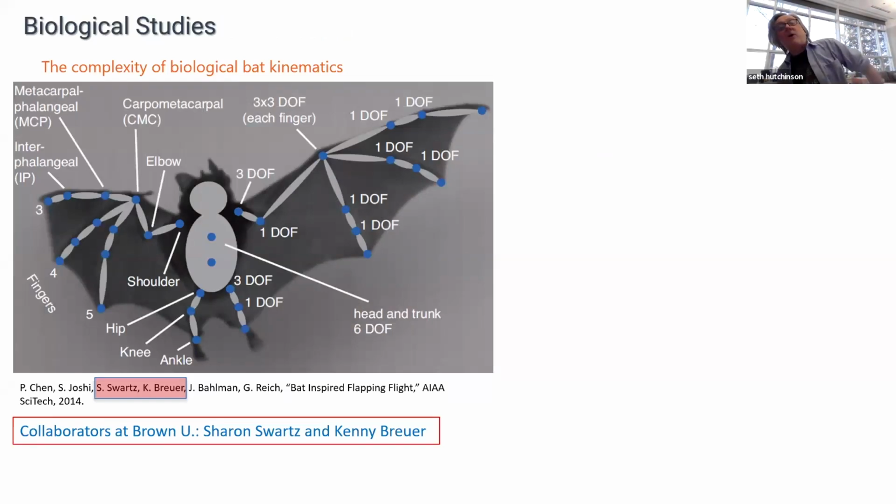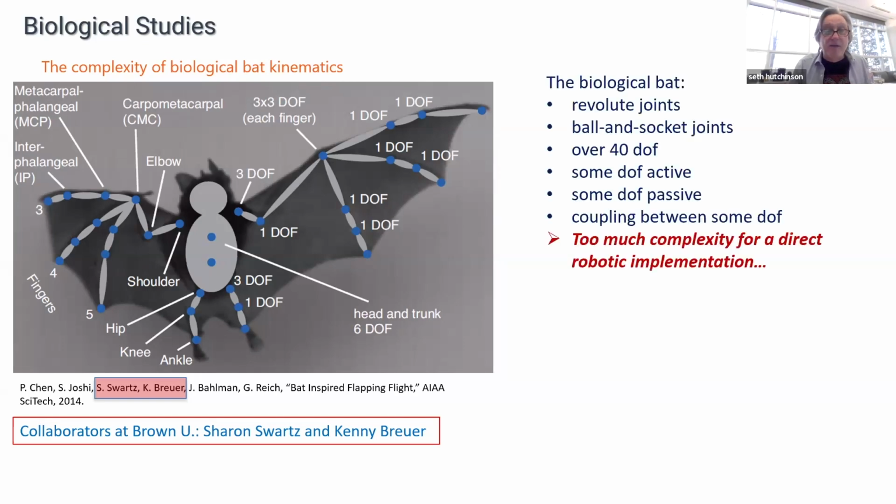So let's start with the biological studies. The biological bat, a cartoon is shown on the left superimposed over a picture of a real bat, so that you can see the skeletons, the joints, and the degrees of freedom. The biological bat is complicated. There are more than 40 degrees of freedom. Some are active, some are passive, some are coupled. Some of the joints are revolute, some are ball and socket joints. It's way too complex to ever try and replicate in a robotic mechanism.